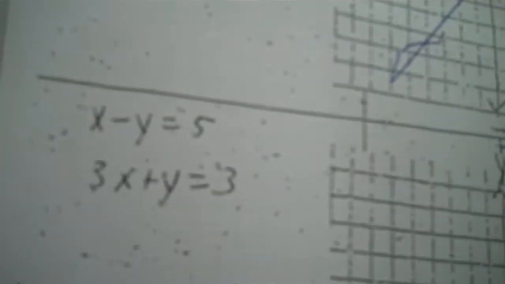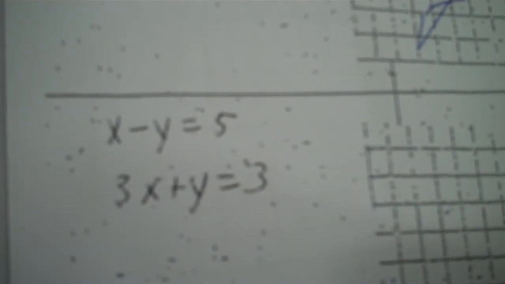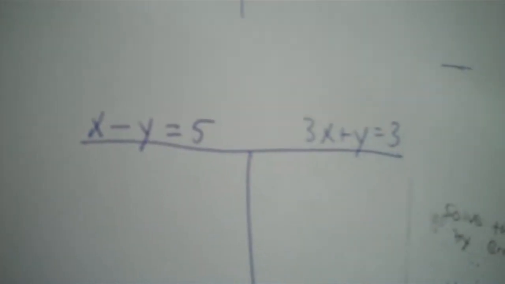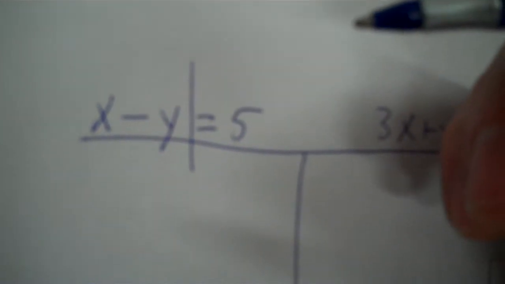Now in my next system, we have x minus y equals 5 in the first equation, and then in the second we have 3x plus y equals 3. So on one equation I have x minus y equals 5, and then in our second equation we have 3x plus y equals 3. Now this isn't going to be quite as easy, okay? Your x and y are both here. You make a 1. Well, y is not by itself. Well, that's kind of a problem.